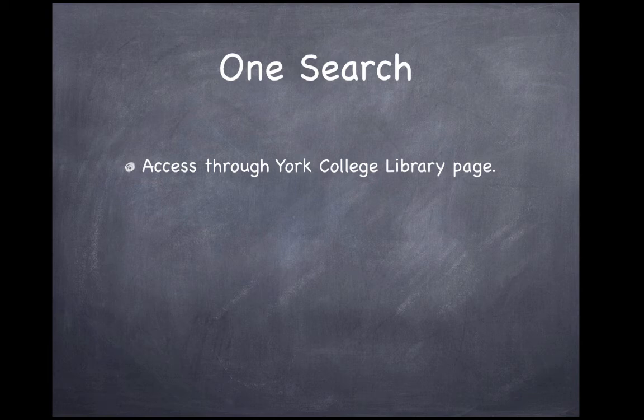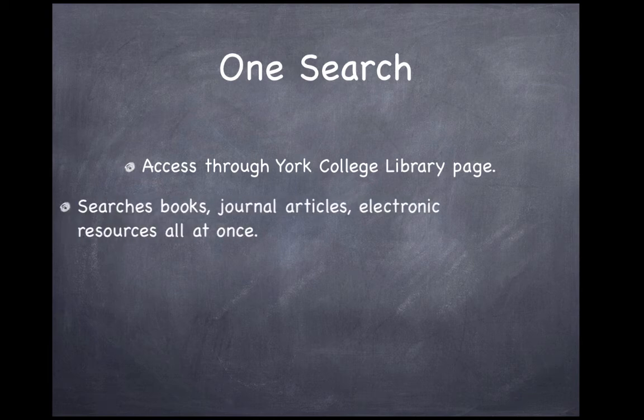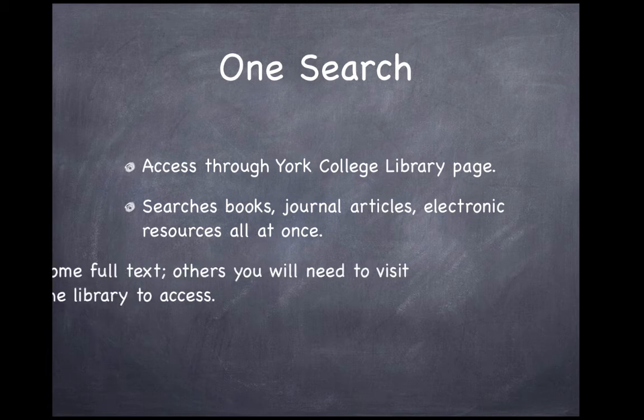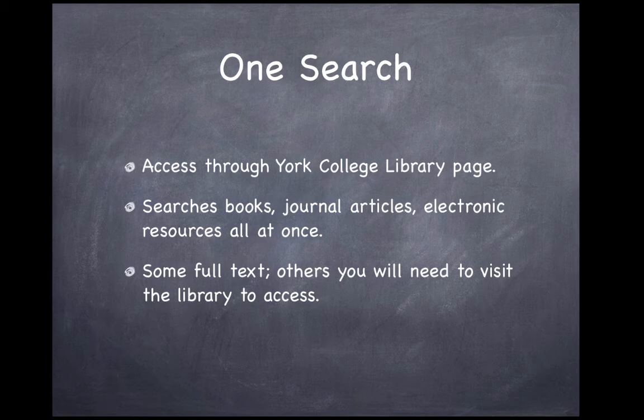Okay, so just to review, one search. You have access through the York College Library page. It searches books, journal articles, electronic resources all at once, which is why it's a little bit easier to use than the databases or the library catalog. Some of these things in one search are going to be full text access. Others you will need to visit the library to access, which means that you may have to go to a shelf to find a book. And you can use filters to narrow the searches in one search.